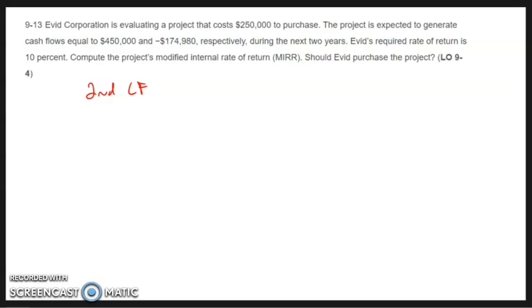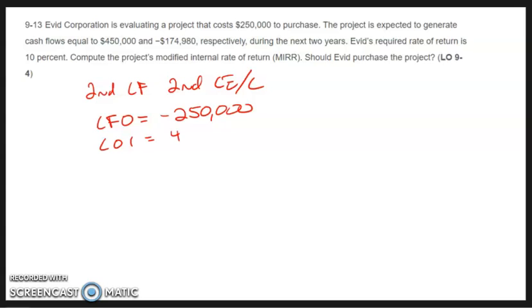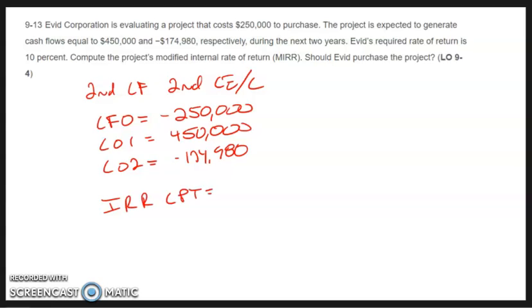So second cash flow, second clear. C0 is going to be negative $250,000, the initial cost. C01 is going to be $450,000. And C02 is going to be a negative $174,980. So, IRR and compute, and that's 23.18.